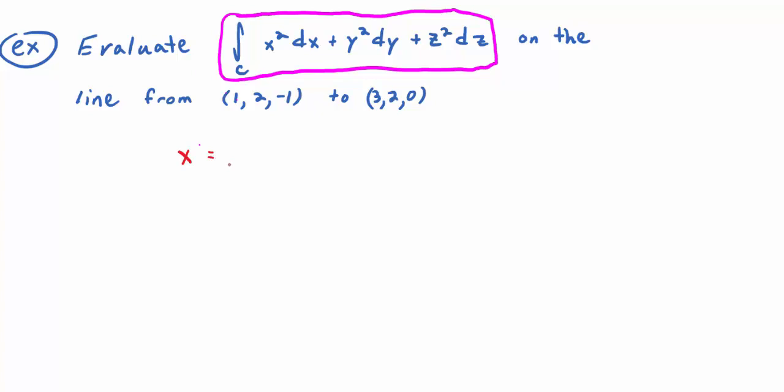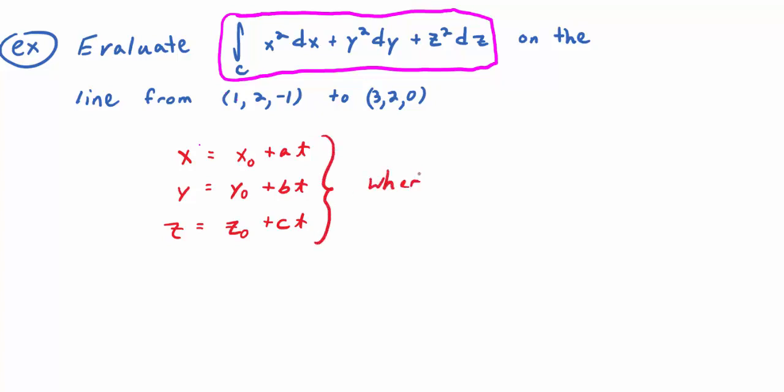x equals x naught plus at, y equals y naught plus bt, and z equals z naught plus ct, where your direction vector is the vector <a, b, c>. Does that look familiar? It's been a while, right? But these are the parametric equations of the line, and therefore they give you a parameterization of that line. Okay, how do we get a direction vector then?